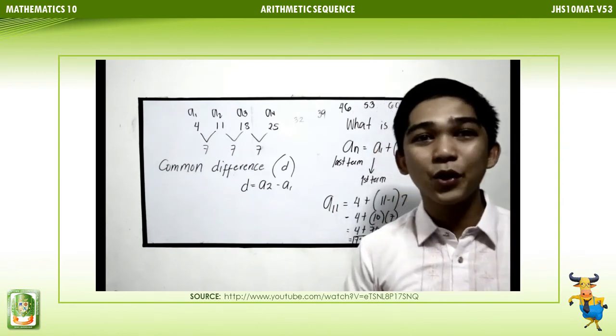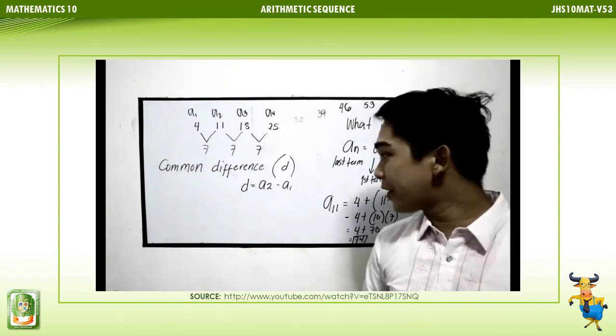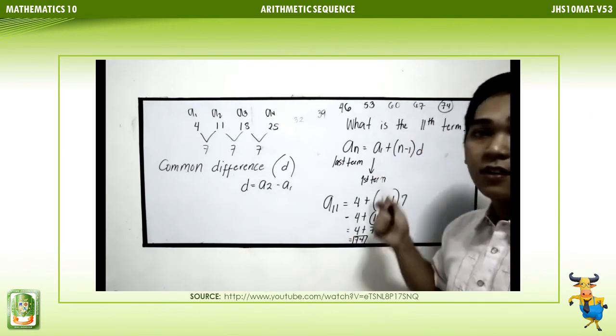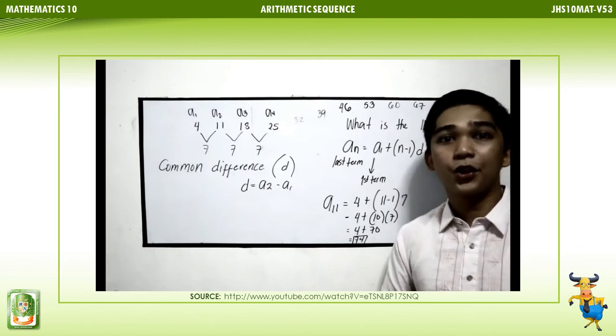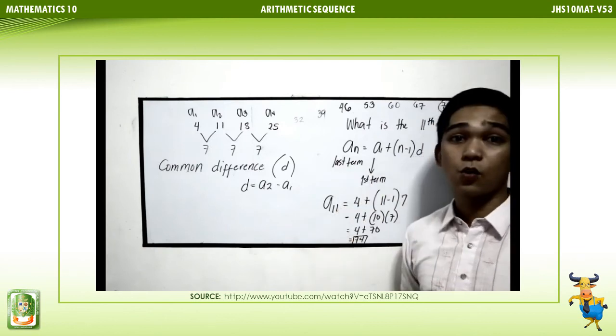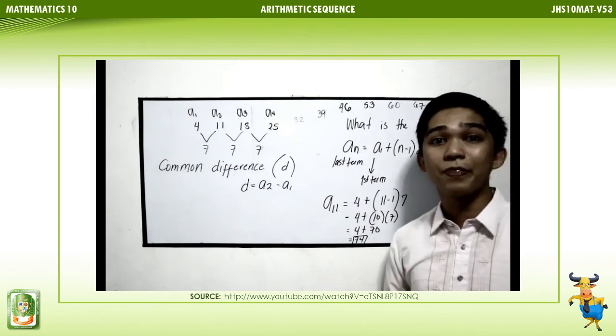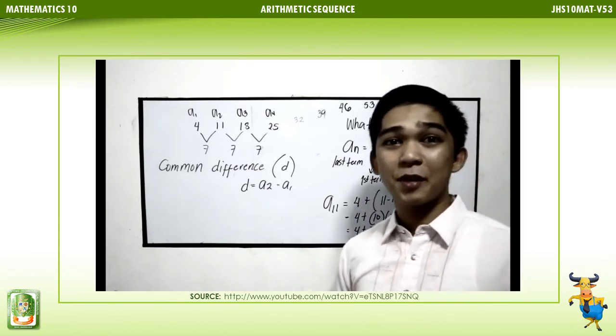So we now have two different formulas, the common difference and the nth term formula: an is equal to a1 plus n minus 1 times the common difference. That is the arithmetic sequence. Now let us proceed to our last part, the arithmetic series.